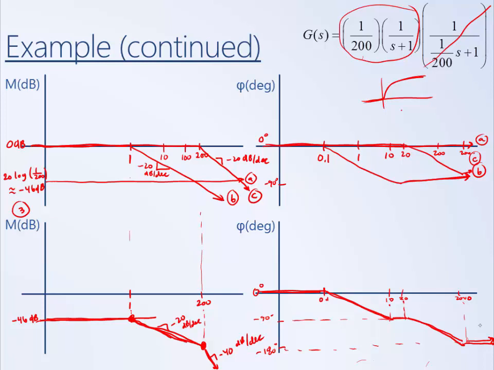And same thing for the phase. At low frequencies we'll be at 0 degrees, and then at high frequencies we'll be at minus 180 degrees, where we get minus 90 degrees of phase lag for each of the two poles.